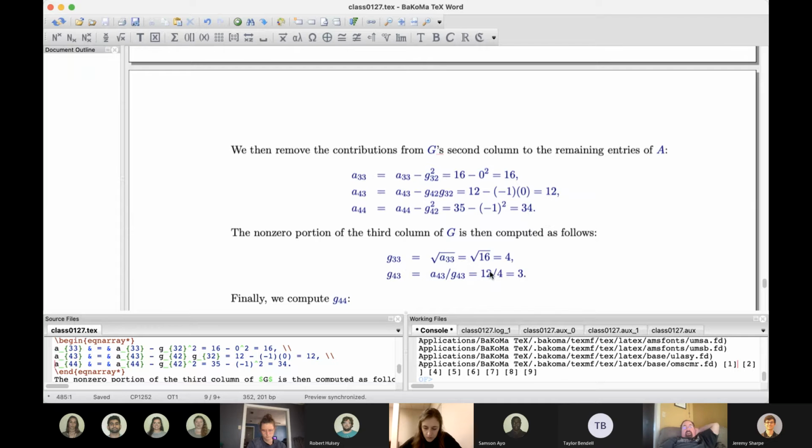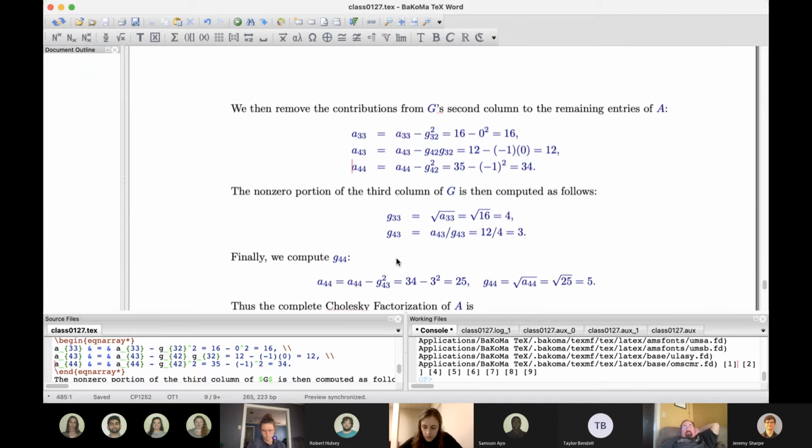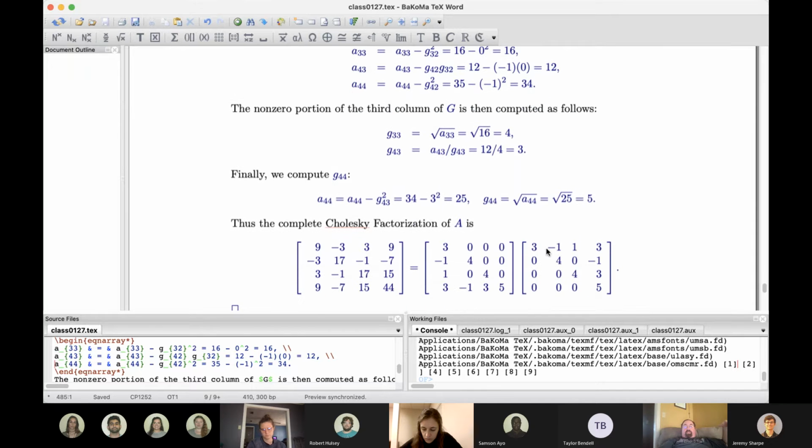And then I have square root, divide, subtract off a contribution of the third column of G from the fourth column, and then I just have a square root. So now I'm done, and I have the lower triangle of G completely filled in. And this is what the Cholesky factorization looks like. Yes, I made the numbers work out nicely. So A is equal to G times G transpose.